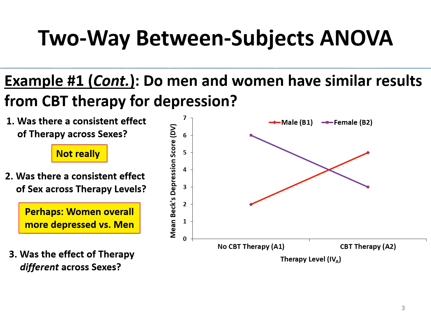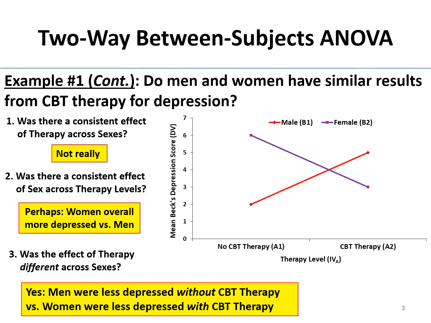And then finally, the big test, the reason people do this analysis: was the effect of therapy different across sexes? Note the other ones were about consistency. This one says, was the effect of one independent variable different for the levels of the other independent variable? Did therapy have a different impact for men and women? That's clearly shown in this plot. So I would say yes.